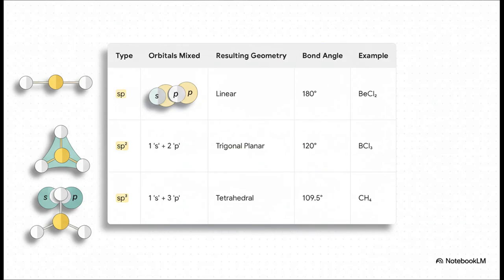So you can basically think of hybridization as a set of recipes. Mix 1 s and 1 p orbital, you get sp hybridization, which makes a perfectly straight, linear molecule. Mix 1 s and 2 p's, that gives you sp squared hybridization, and you get a flat triangular shape. And for our old friend methane, you mix 1 s and 3 p's, you get sp3 hybridization, which gives you that beautiful, perfect tetrahedral shape.